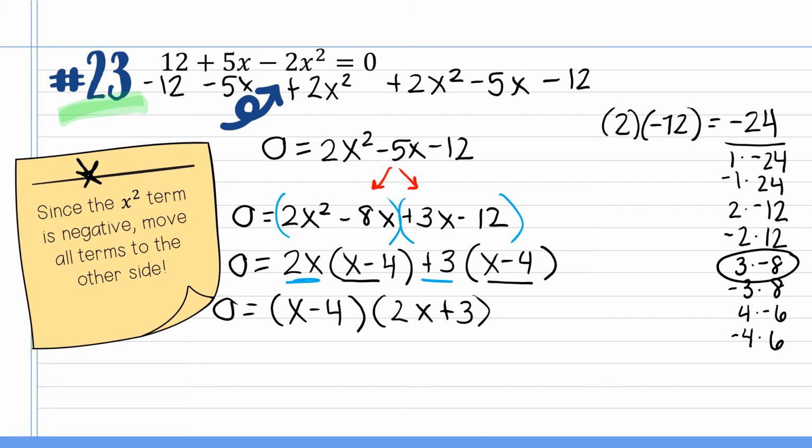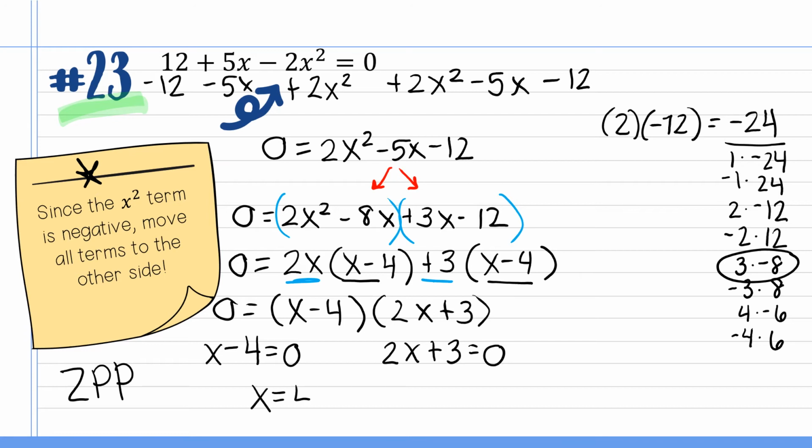Now that I've factored my quadratic, I can go ahead and use the zero product property to set each factor equal to 0. So I have x minus 4 equals 0, and 2x plus 3 equals 0. Solving my first equation, I get x equals 4, and my second equation, we get x equals negative 3 halves.